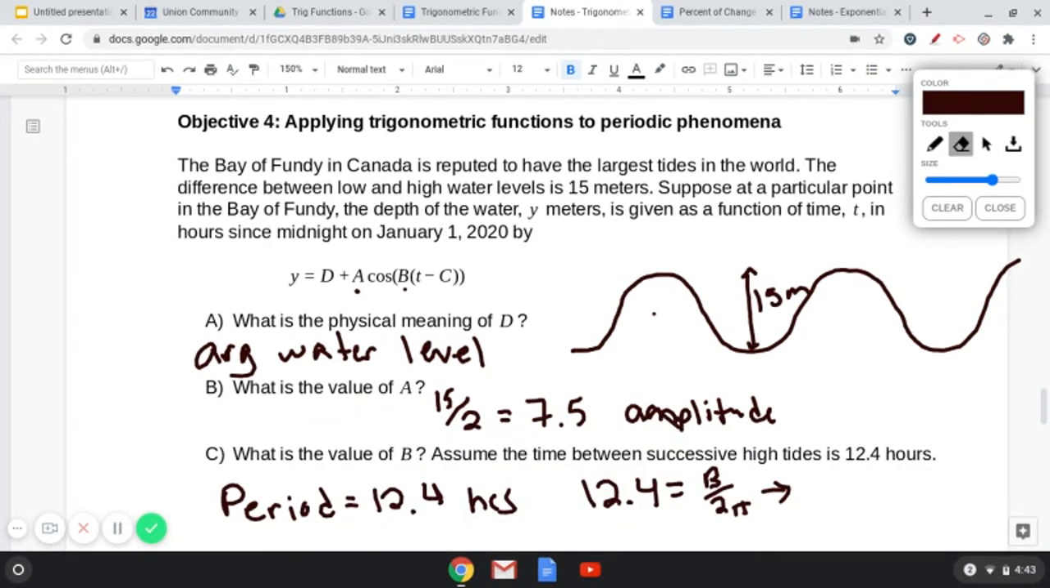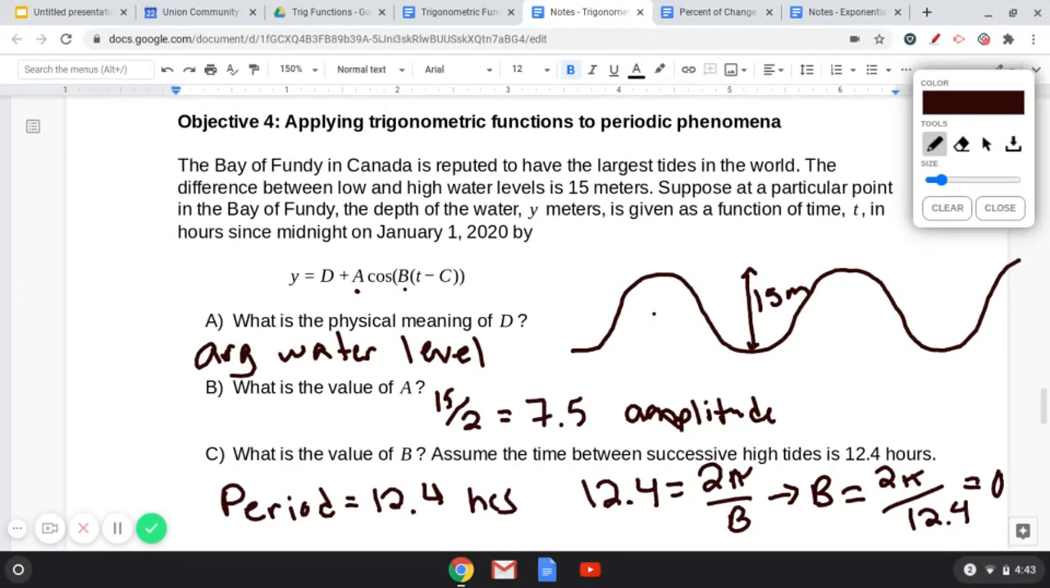Excuse me, I had this backwards. So sorry. There should be 2 pi divided by b, yeah? All right. So this is 2 pi divided by b, which means multiply both sides by b, and then divide both sides by 12.4 to solve for b, and we end up with b is equal to 2 pi divided by 12.4, which is about 0.507.